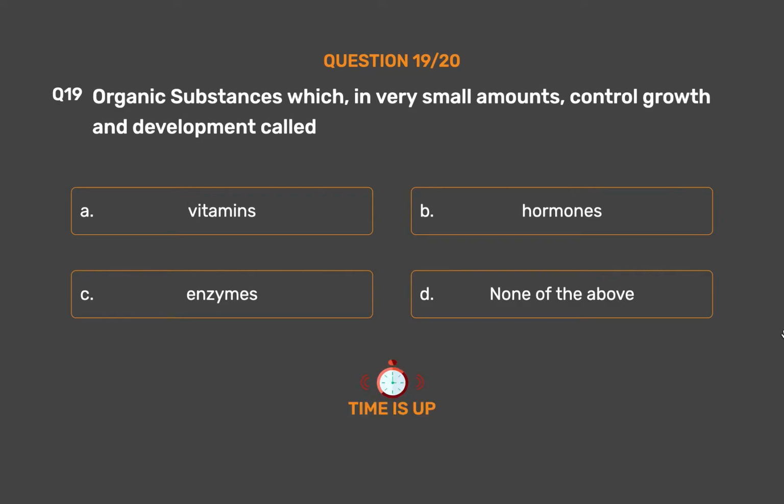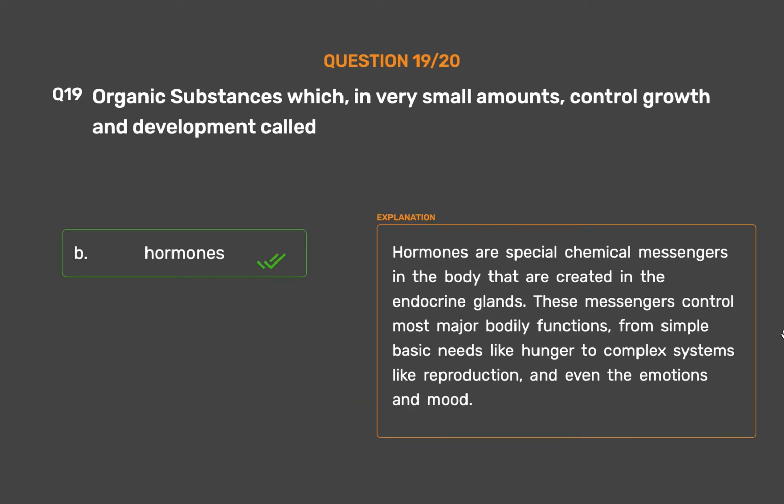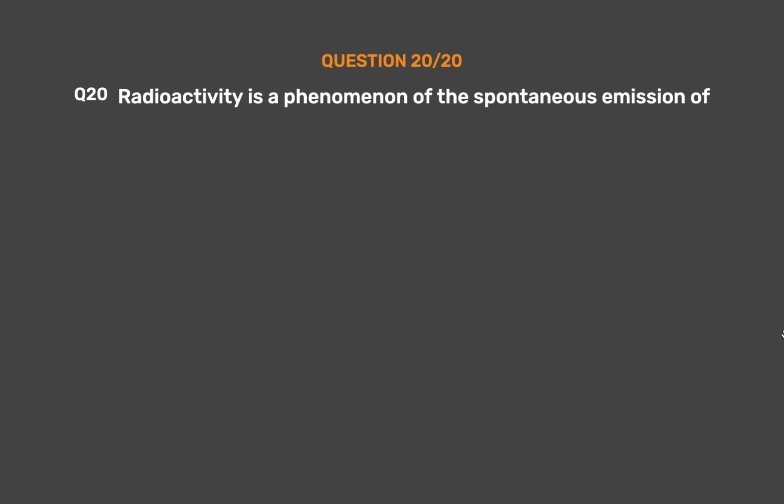The correct answer is Option B. Hormones. Hormones are special chemical messengers in the body that are created in the endocrine glands. These messengers control most major bodily functions, from simple basic needs like hunger to complex systems like reproduction, and even the emotions and mood.